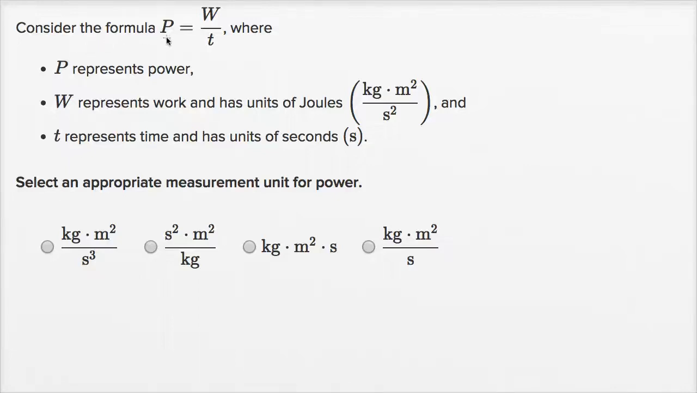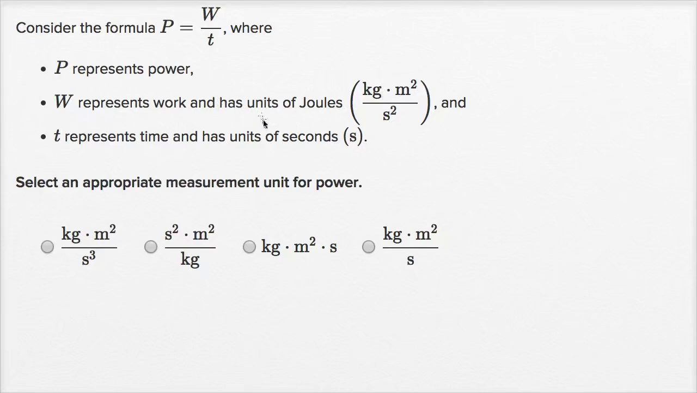Consider the formula P is equal to W divided by T, where P represents power, W represents work and has units of joules. And joules can be expressed as kilograms times meter squared per second squared. And T represents time and has units of seconds. And when you get to physics class, you'll get very familiar with things like joules, which can be represented as kilogram times meter squared per second squared, and things like power.